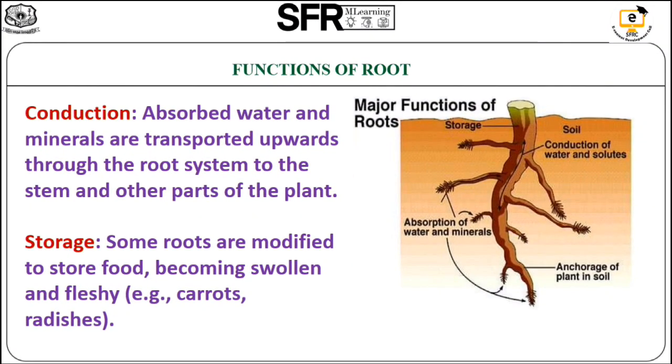And the conduction: whatever water and minerals have been absorbed by the root hair are passed on through the root system. That is through the outer epidermis, then the hypodermal layer, then the cortex layer, then the endodermis, then the pericycle, then to the vascular cylinder, where the xylem comes. Then from the xylem it will be moved towards the upper part of the plant, that is the leaf, for the photosynthetic process.